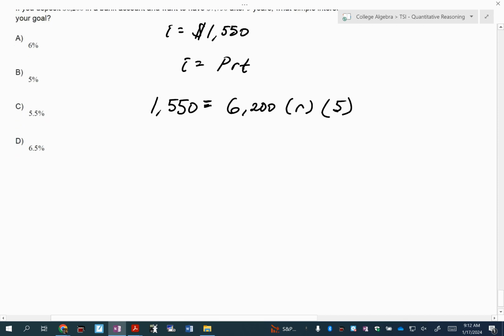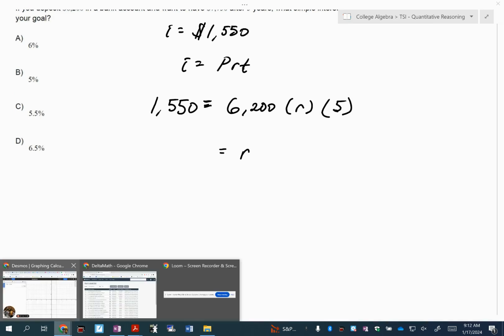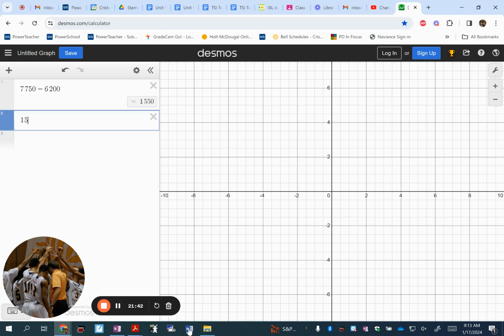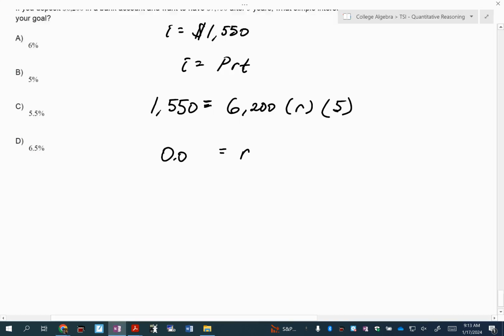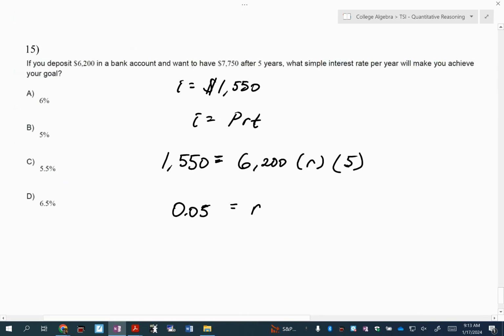All right, so if I were to multiply 6,200 times 5 and then divide that over, that would give me the rate. You could also divide by 6,200 and then by 5. Either way, you get the same thing. So 1,550 divided by 6,200, and then whatever that number is, 0.25, divided by 5. So the rate is going to be 0.05, which is 5%.